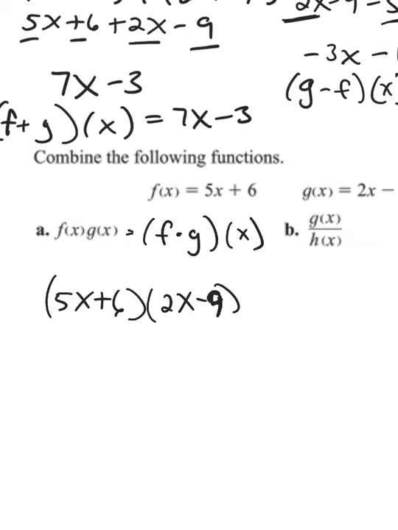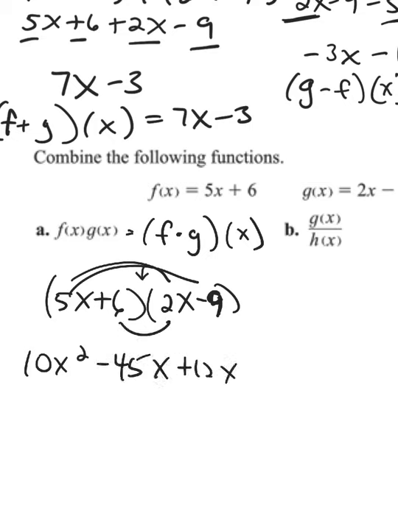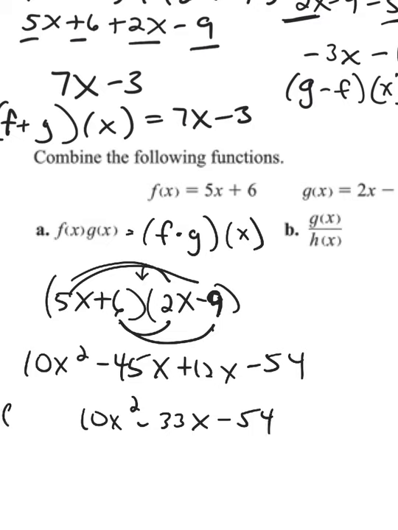Because we're not adding or subtracting, we're multiplying, we have to use either the double distribution or the box method. If I did double distribution, I would have 10x squared minus 45x plus 12x minus 54. And then I can combine the like terms on the inside. Negative 45 combined with a positive 12 is negative 33. And there it is. The f times g of x.